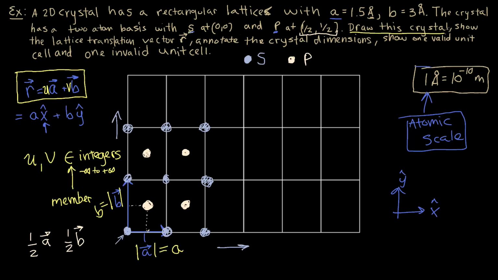So at this point, we've drawn our crystal. We've shown the lattice translation vector R, the general lattice translation vector. We've annotated our crystal dimensions. And now we can start looking at the different types of unit cells that we have here. I think that the most obvious one would be a rectangular cell, which I will draw here in green.